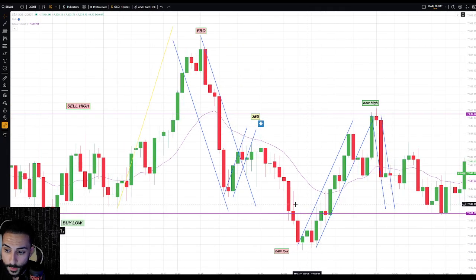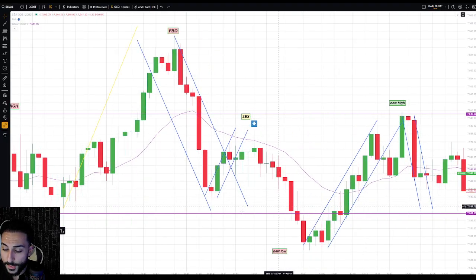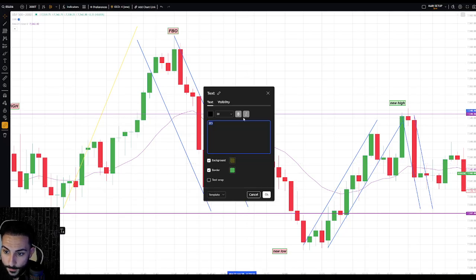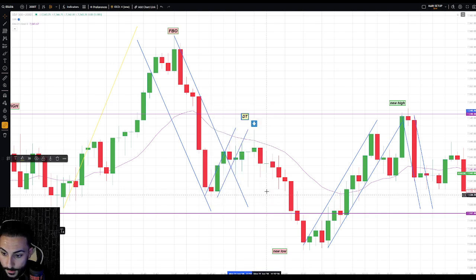So now, counting from this new low, we have a new low, first entry short, pullback, second entry short, right? This triggered below it. And this is actually a double trap. Let's just write DT. Over here, we have double trap, right? This is a super high probability setup, right?